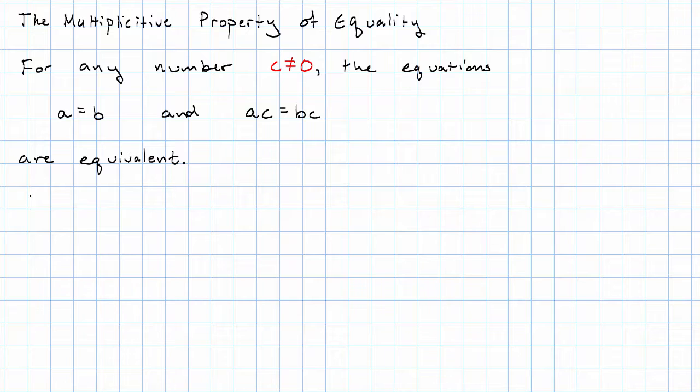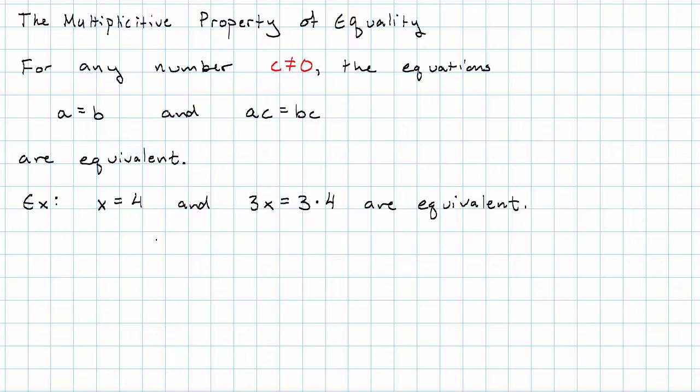As an example, the equations x equals 4 and 3 times x equals 3 times 4 are equivalent. I've written the multiplication on the left here, but of course that's okay because multiplication is commutative. Why are these equivalent? Well, clearly the equation x equals 4 is true only when x represents the number 4.